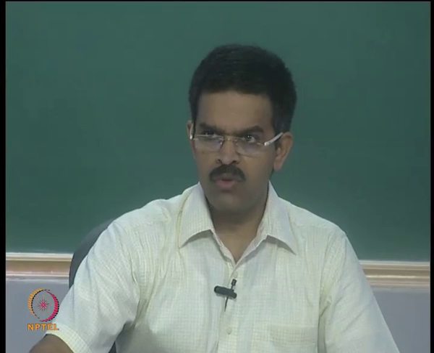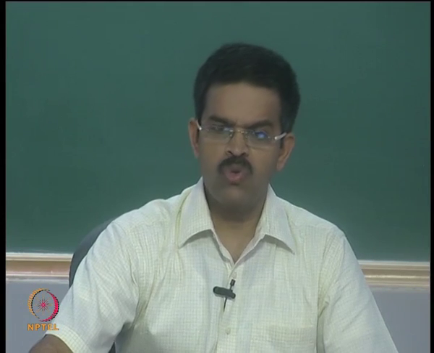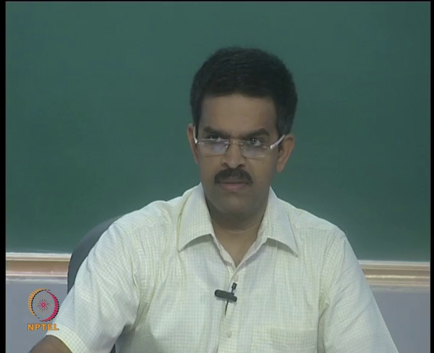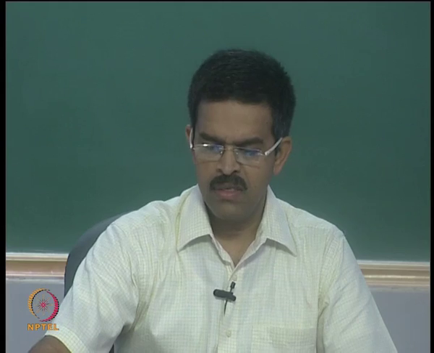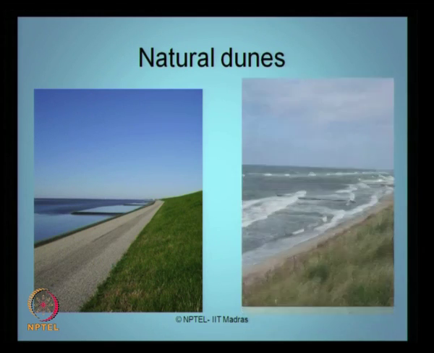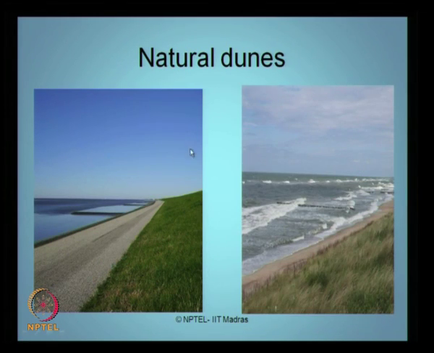Sometimes naturally formed dunes can also act as sea dikes. I will show you a couple of examples in the next slide. These are what we call natural dunes, which are formed by plantation or vegetation of grass on the green segments. Sometimes these naturally formed dunes can also be used as sea walls or sea dikes for coastal protection.